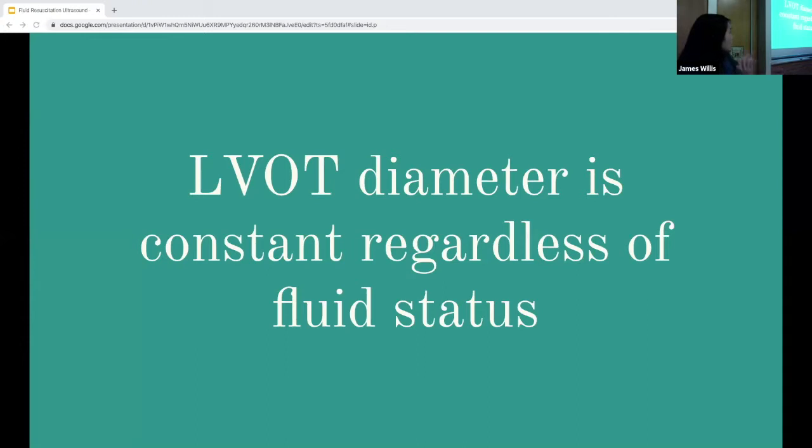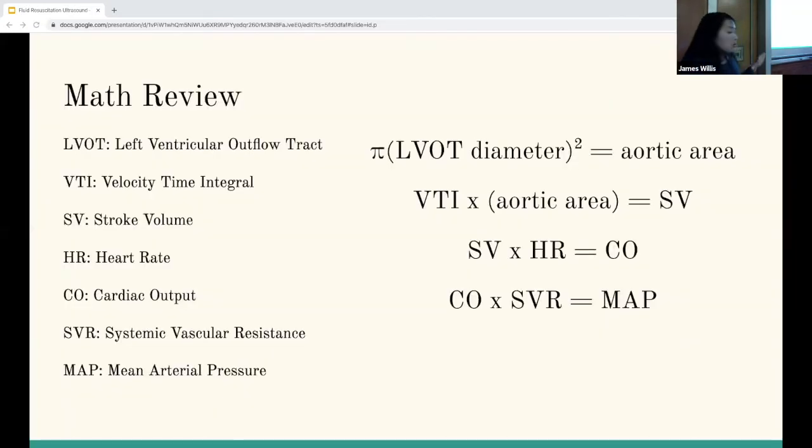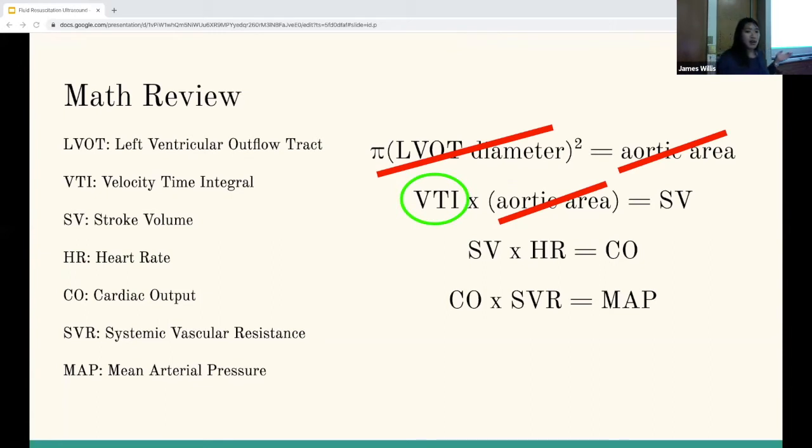And then I'm going to give you that the LVOT diameter is constant regardless of your fluid status. Therefore, when you go back to all these equations, you don't even need to measure that. You don't even need to calculate the aortic area. And all you really need to measure is the VTI. And that will remain proportional. The change in your VTI will remain proportional to your change in stroke volume, which is what you're looking for to put your patient on that Frank-Starling curve.